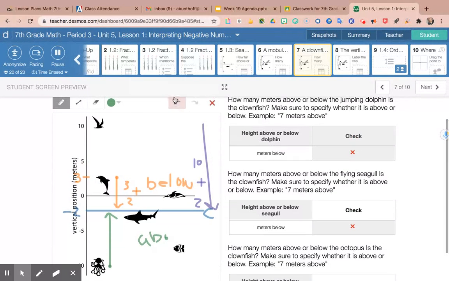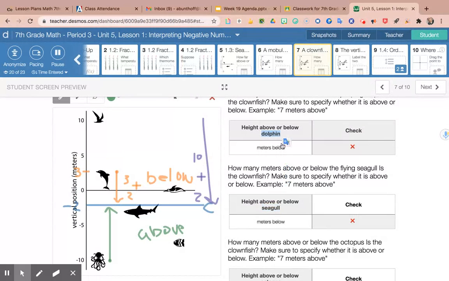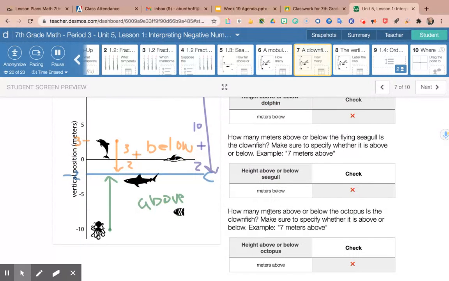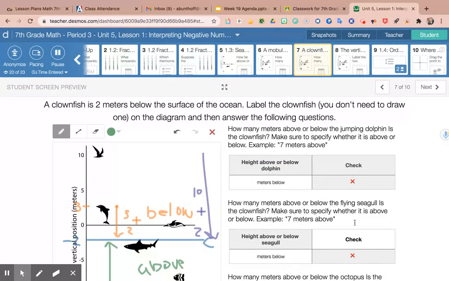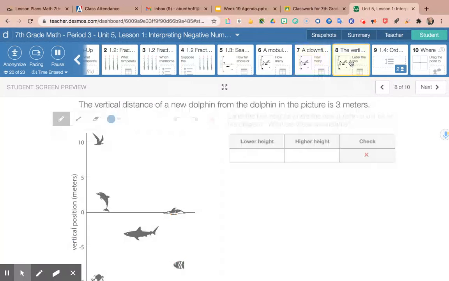All right, so that one was kind of confusing for some of us. But we're just counting the distance, and we're looking for from this animal to the clownfish, from the seagull to the clownfish, and then the dolphin to the clownfish. All right, so you are going to want green check marks. I'm not going to finish this one, but you can always pause it.